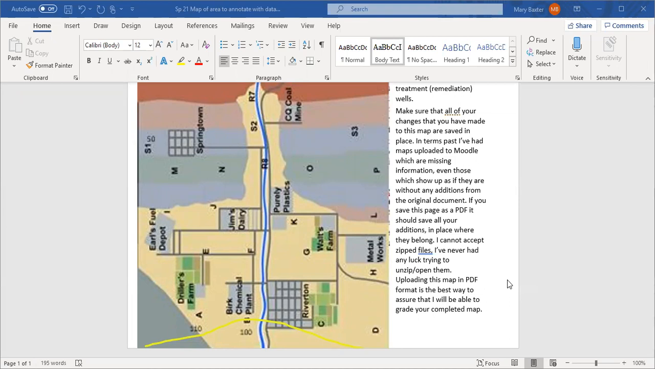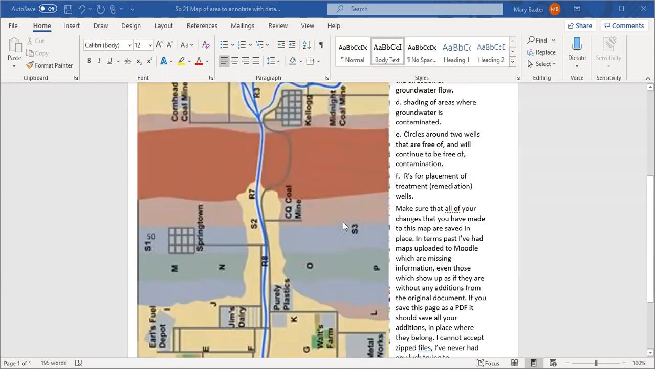So make sure that the document that you are uploading to Moodle of this page has all of the alterations that you've added, the annotations I'm asking you to make onto this map. Make sure they're all there. Because if you upload this page and this is what it looks like, as far as I know, you have not done any of the work on this lab that I have asked you to do.